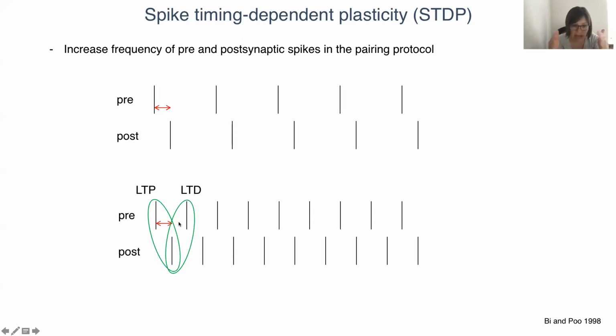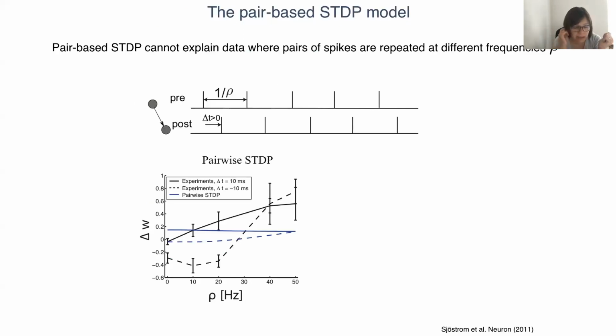So if you then add up the contributions, pre-post is now canceled by post-pre, you have a new pre-post canceled by the next post-pre, you will effectively see no change in the synaptic connection, or you expect to see no change if you just increase the pre-post frequency. But if you actually look at the data, that is not what happens. So let me unpack this plot a little bit.